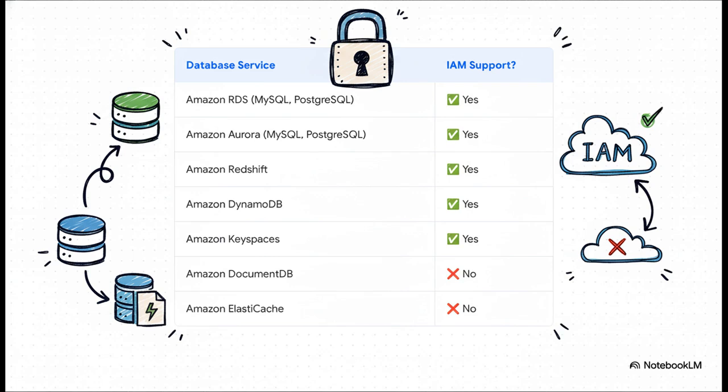You can see it works with our big relational players, RDS and Aurora, for both MySQL and Postgres flavors. Redshift is also on the list. But here's the part you really need to remember. The services that do not support it. That's Amazon DocumentDB and Amazon ElastiCache. For those, you'll need a different strategy. And the go-to answer for the exam is almost always AWS Secrets Manager.